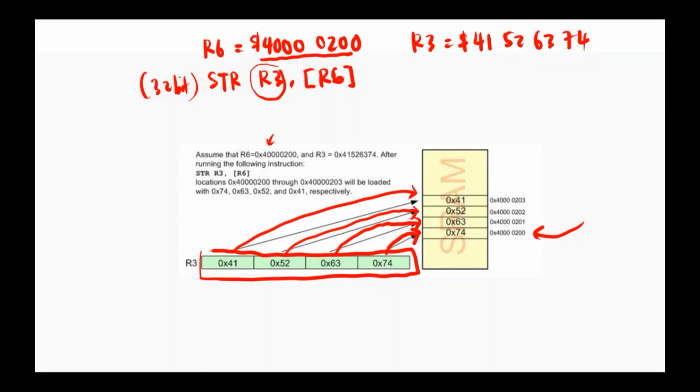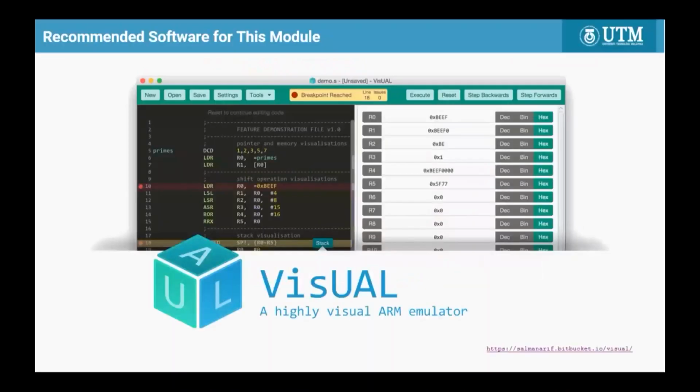So what happened here is the STR instruction will tell the CPU to store all the 32-bit content of the GPR to a base address location pointed by your destination register.